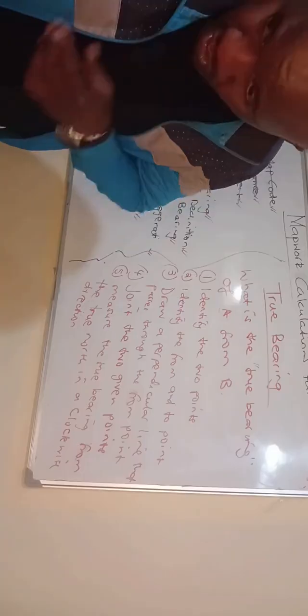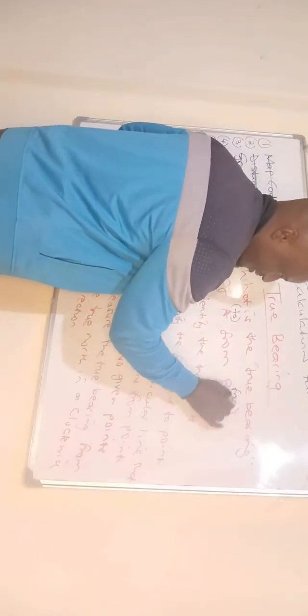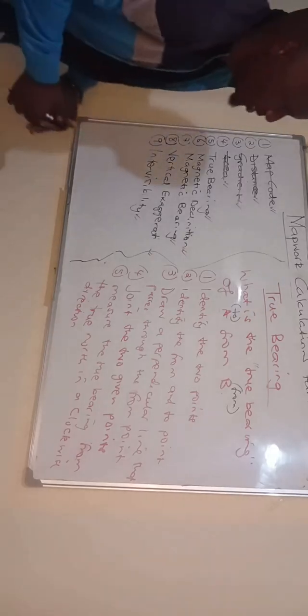So what I'm going to do, I want you to understand this first. I'm going to demonstrate it, okay? So the first thing is identify the 2 points. That is, this is your to, this is your from. So we have done that. I'm going to demonstrate it, okay? Then after you have identified the 2 points, that is your first step.